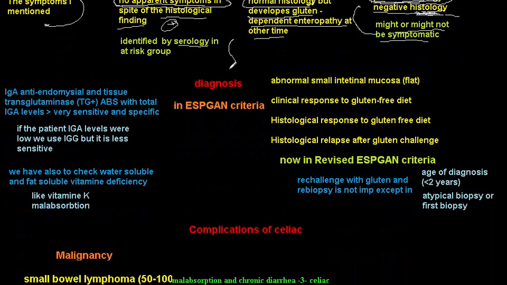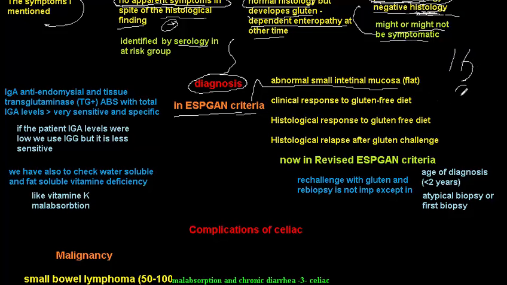Now let's move to the diagnosis, how to diagnose celiac disease. We have what we call ESPGAN criteria, okay. In these criteria, you have to have abnormal small intestinal mucosa. So by biopsy, if you take a biopsy, it will be an abnormal biopsy, and clinical response to a gluten-free diet. So the doctor suspects the patient to have celiac disease, for example, okay. He did a biopsy and the histology was abnormal. So this is the first point.